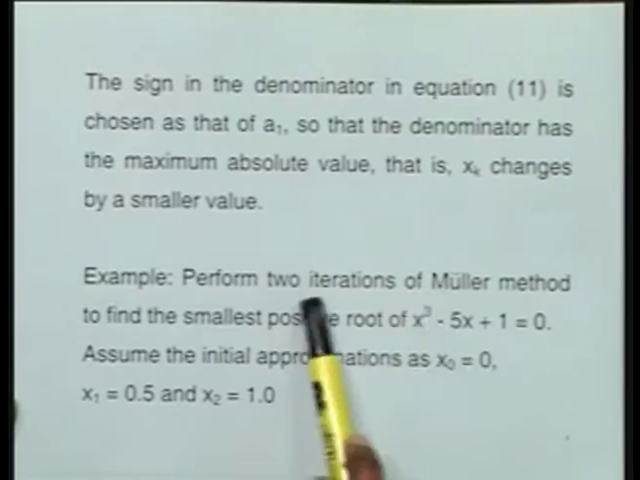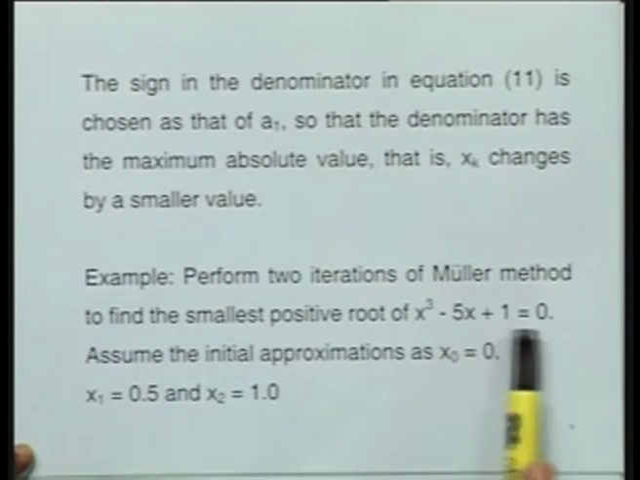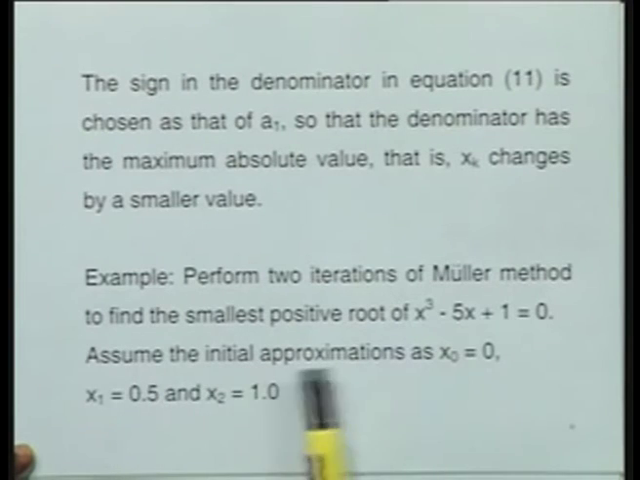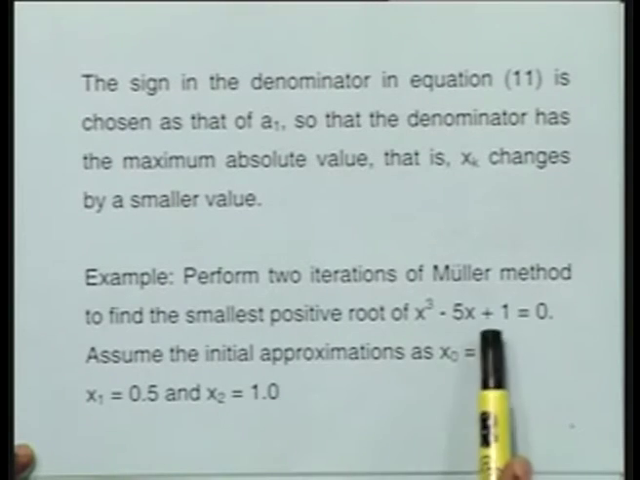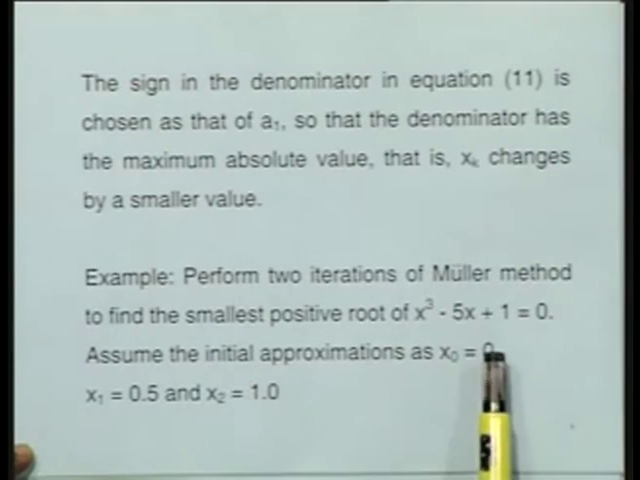Now let us take this example: perform 2 iterations of the Muller method to find the smallest positive root of x cubed minus 5x plus 1 equals 0, and here in the problem the initial approximations are given to us as 0, 0.5 and 1. We know earlier we have shown that the root lies between 0 and 1. So we have just taken 3 points, 0, 0.5, 1. Depending on the root, if you are able to take a different approximation, you may reduce 1 or 2 iterations, and if not, it will take 1 or 2 more iterations to adjust and converge from one side. Now let us solve this problem.